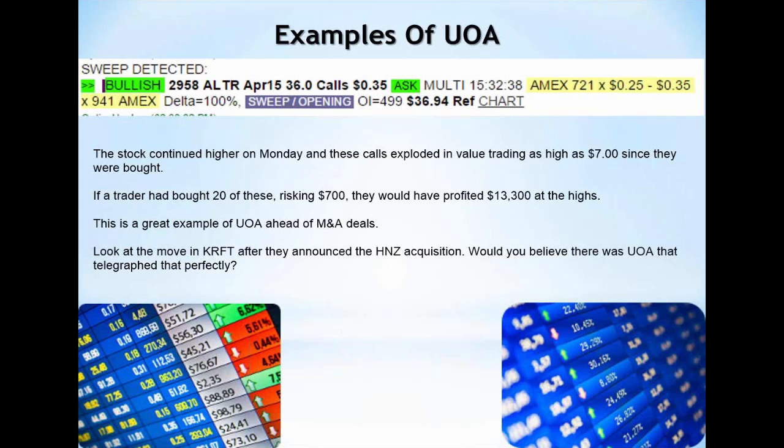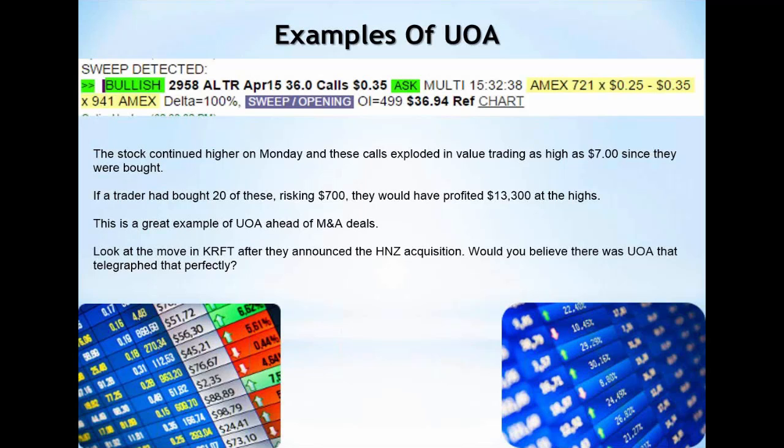Now, that's not typical, right? I don't want you guys to think that every single time you take an unusual option activity trade, you're going to see your money multiply by 200, right? It's not going to happen every time. But like we said, it has been shown that in at least 25 to 30% of all M&A deals, there is some type of telegraphing unusual options activity ahead of the event. Okay? ALTR happened just very recently.